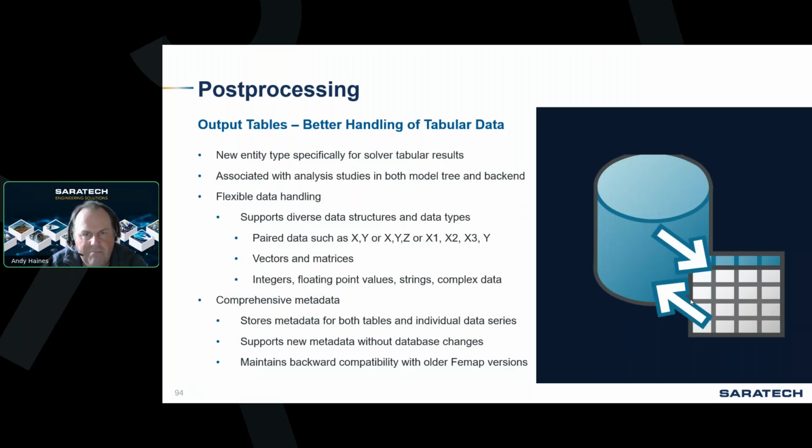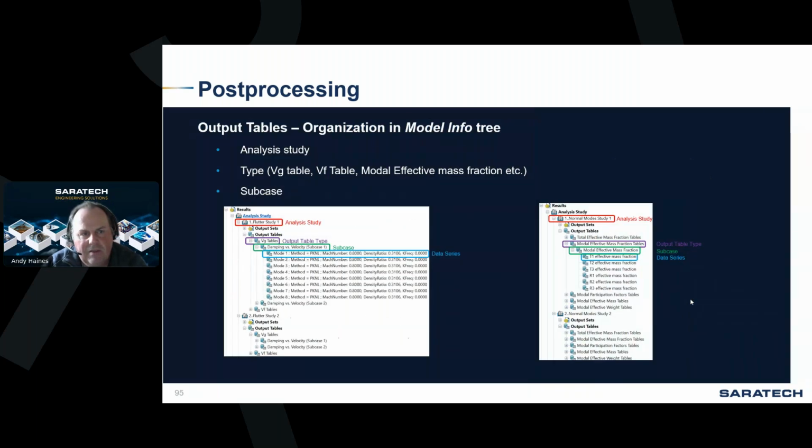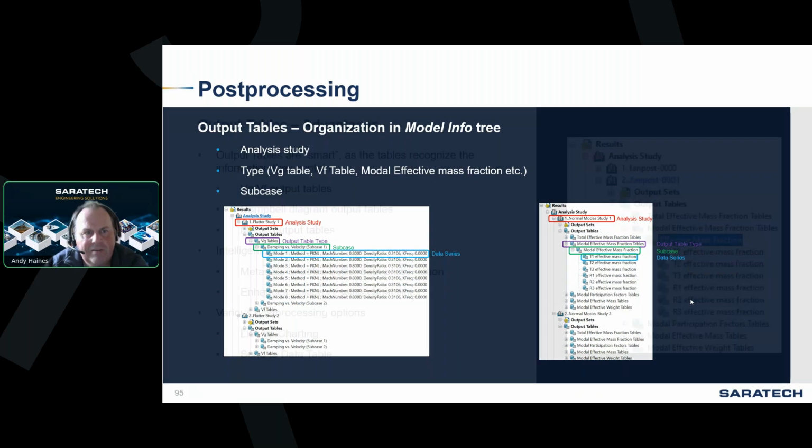And then a lot of that metadata that was being lost before is now coming into Femap. You can see this is where they live and how they look. There's the particular output table type for each subcase, and then the actual data series information is under there. The ones on the left were from aeroelasticity. The ones on the right here are the modal effective mass fraction tables.